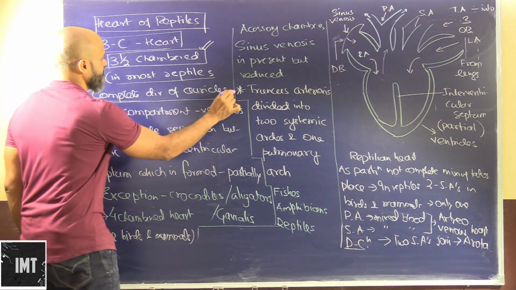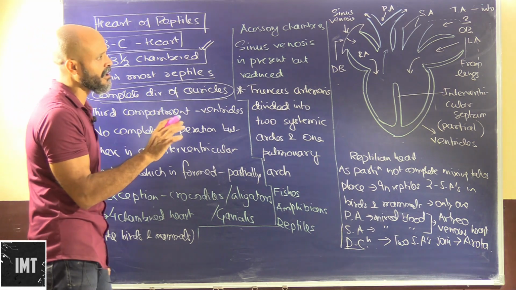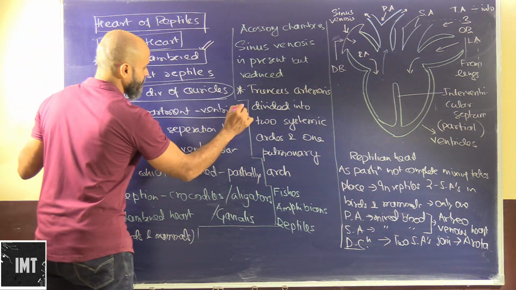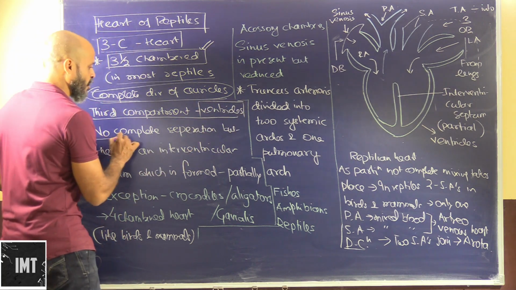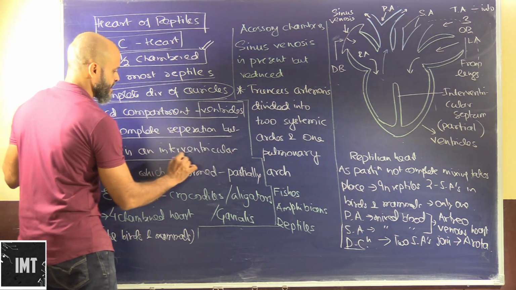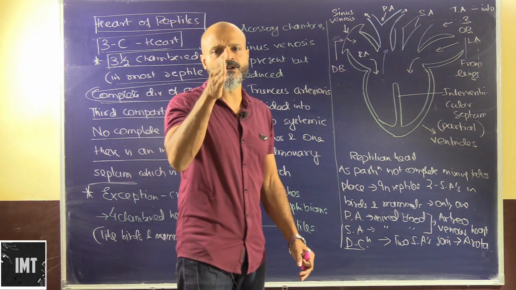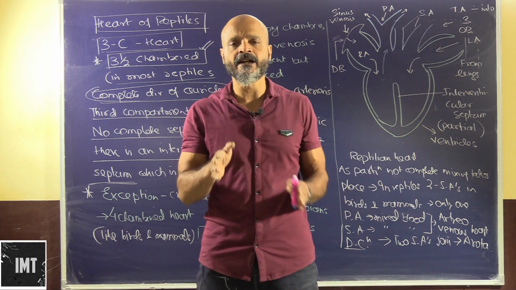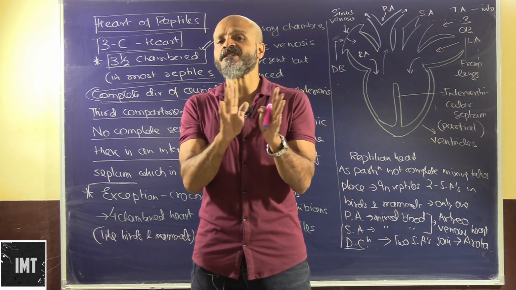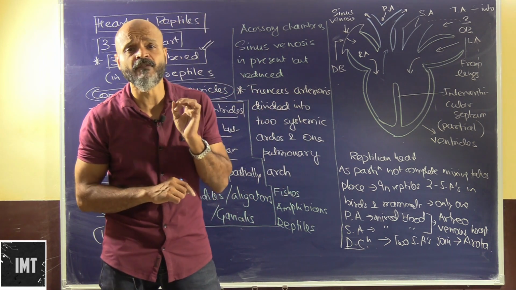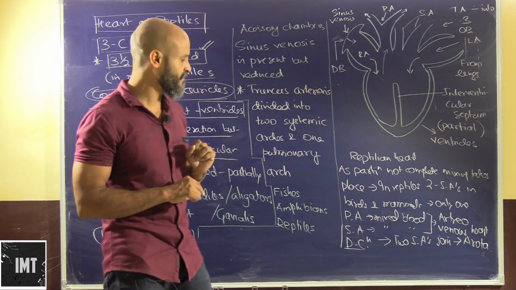In most reptiles, there is a complete division of auricles. So the auricles are now completely divided into left and right auricles. The third compartment is the ventricle, with no complete separation, but there is an interventricular septum, which we are going to study in the heart. Since there is only a partial separation between the ventricles, we don't call it a complete 4-chambered heart, but a 3.5-chambered heart.